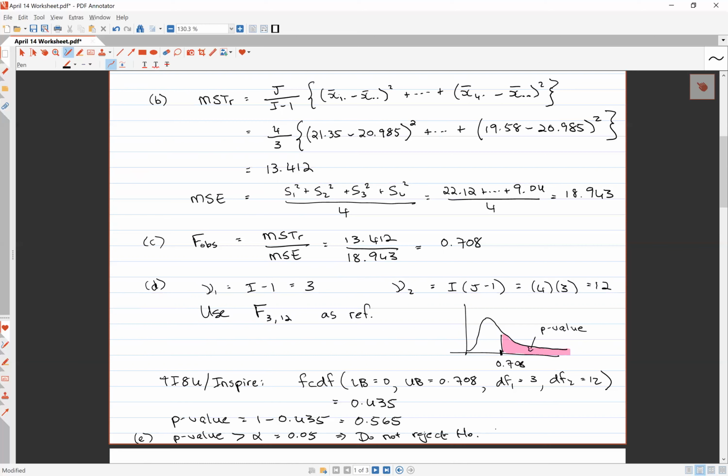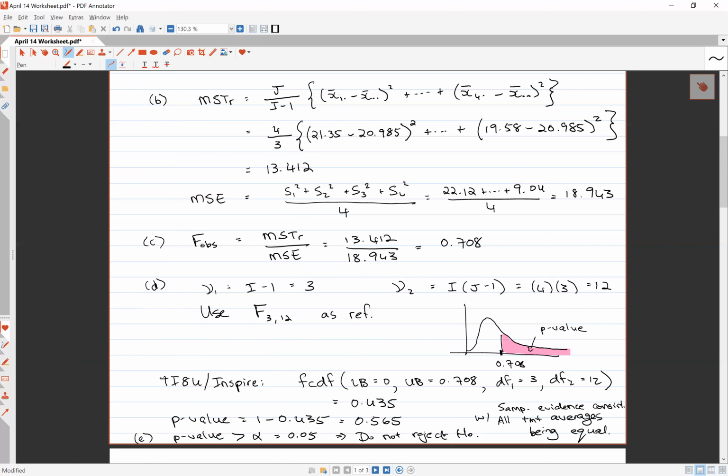And you have to write that kind of statement. I'm just running out of space here. I'll try and cram it in here. So sample evidence is consistent with all treatment averages being equal. So at least on average, we don't see any evidence that there is a difference between these 4 treatments.